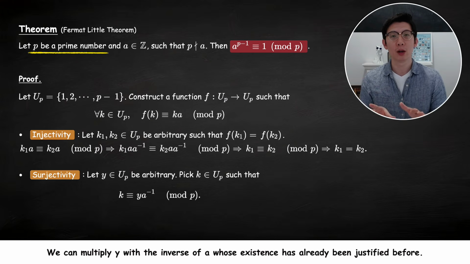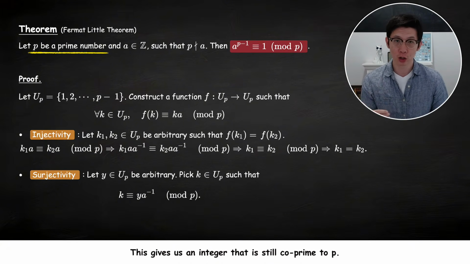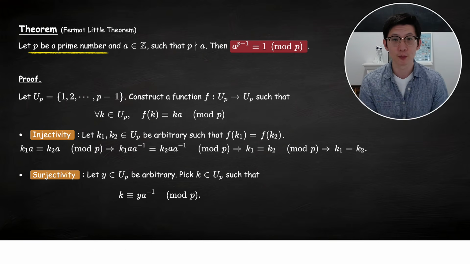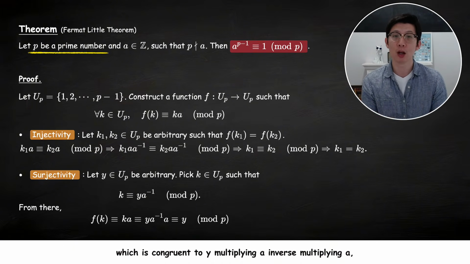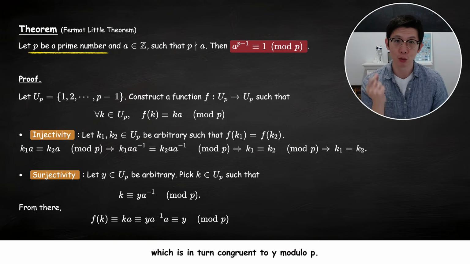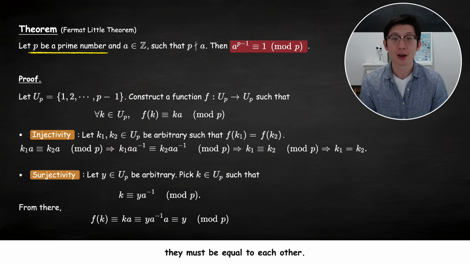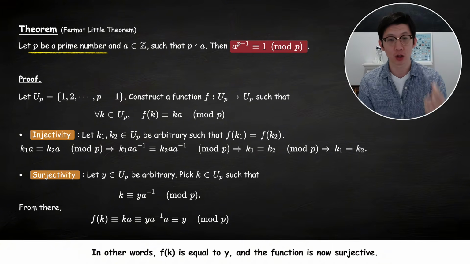Next, for the surjectivity, let y be an arbitrary element from U_p. We can multiply y with the inverse of a, whose existence has already been justified before. This gives us an integer that is still co-prime to p. Now, by the division algorithm, we know that we can find a k in U_p which is congruent to this product. By our construction, f(k) is congruent to k multiplying a, which is congruent to y multiplying a inverse multiplying a, which is in turn congruent to y modulo p. Since f(k) and y are both in U_p, if they are congruent to each other, they must be equal to each other. In other words, f(k) is equal to y, and the function is thus surjective.